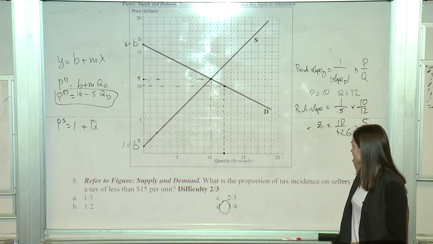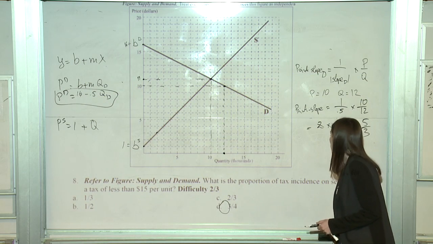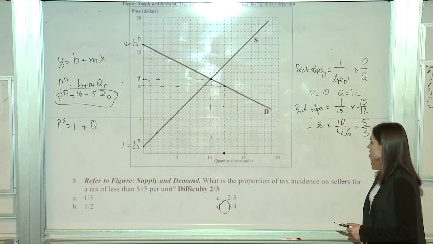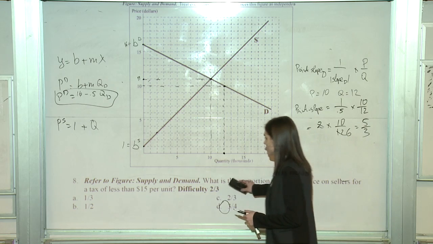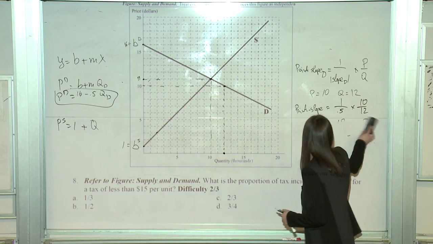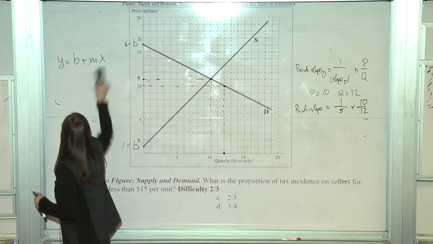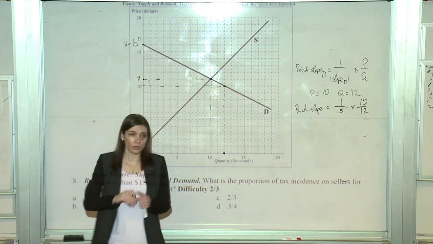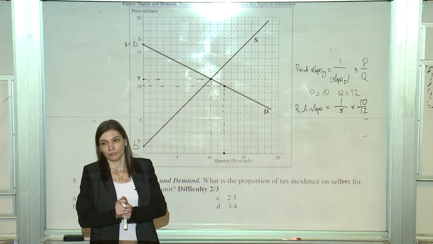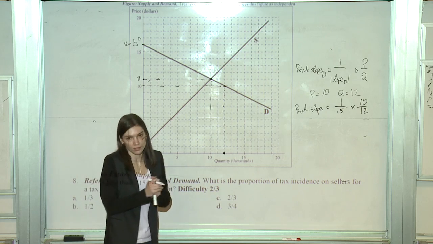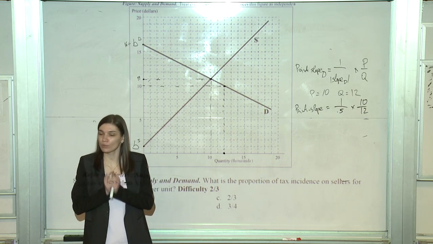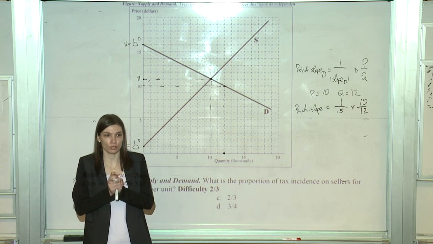All right, question 8. What is the proportion of tax incidence on sellers for a tax of less than $15 per unit? All right. So since both the supply and the demand curve are linear, the tax incidence on both sellers and buyers is going to be constant, right? It's not going to change.